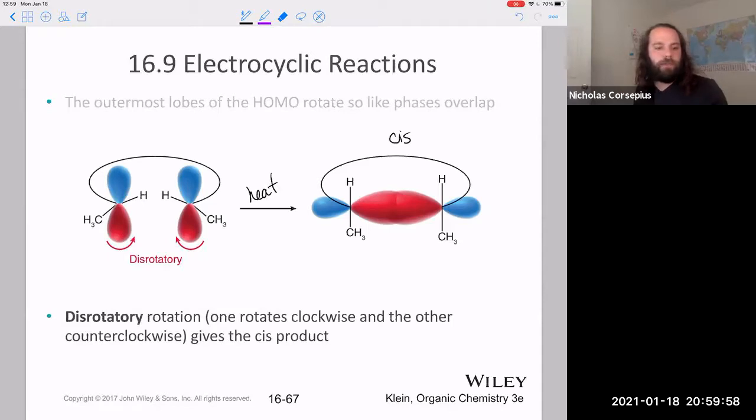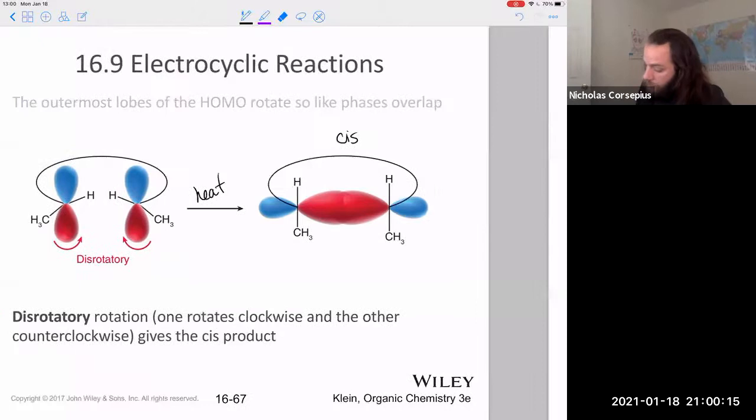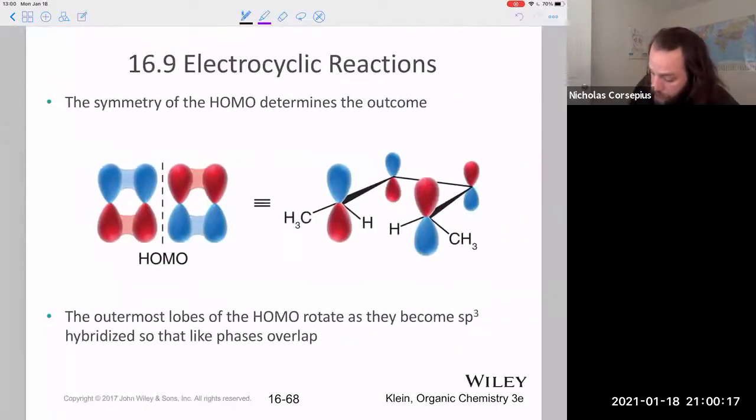Wow, I thought there was only one T. Disrotatory, okay? Meaning that one of them is going to rotate inward, counterclockwise, the other one's going to rotate clockwise. They both have to rotate inwards in order to form that overlap between the orbitals that are of the same phase, okay?